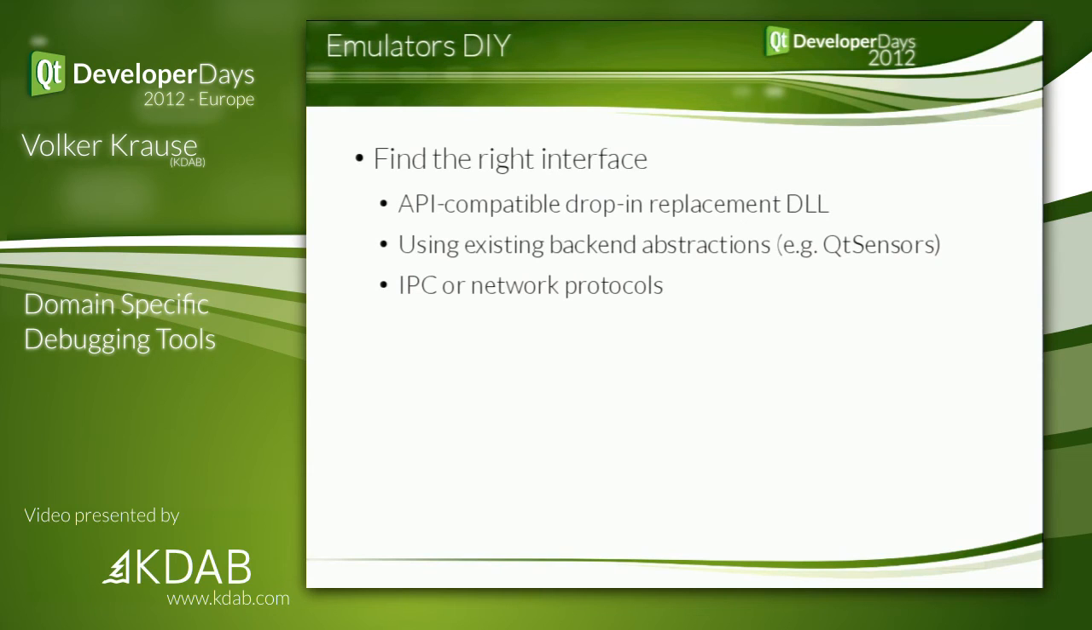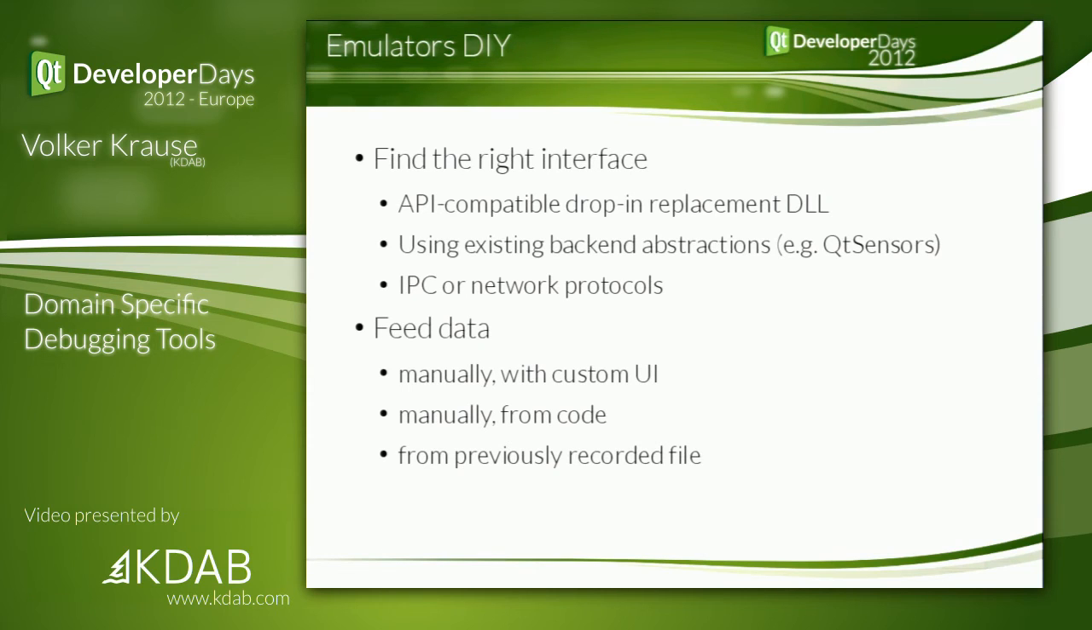Slightly less work is if you're using something that already has some kind of backend abstraction. Qt Sensors, for example, already has plugins for various backends. Then you could just write a fake backend, which you can feed with data, and still use the same interface, and your application won't notice the difference. Of course, you can also build that in your own hardware layer, right? You have backend abstraction and various plugins to talk to different machines or a fake backend. Another good place is IPC or network protocols. Then you basically just write a fake server that provides the same interface or protocol, and you feed in data from there.